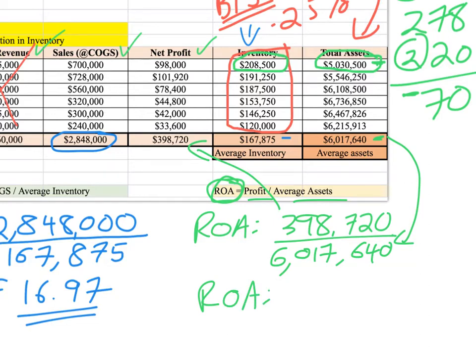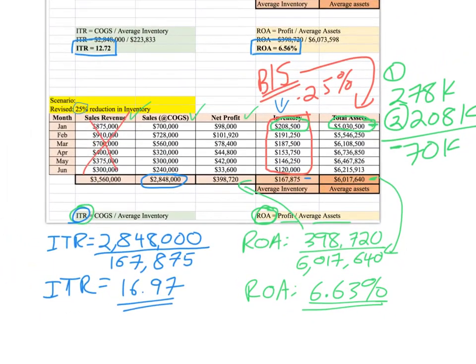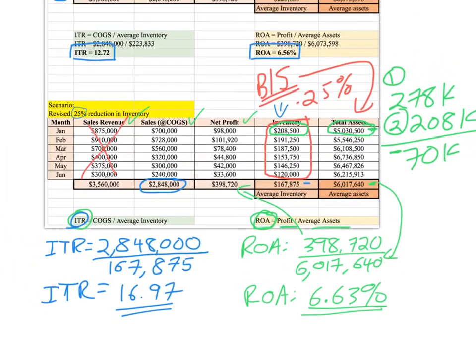Okay, so let me go back to my calculator here. And we'll divide one and two together. And we get an ROA of 6.3%. Okay. And that is our ROA. So, two scenarios. In the very first scenario, let me flip back over to red here. I'm going to go up here. Our first turns ratio was 12.72. We've actually had a positive effect on our turns. We've been able to move the number of turns up significantly from 12.72 to 16.97.